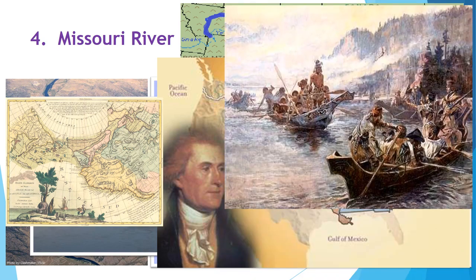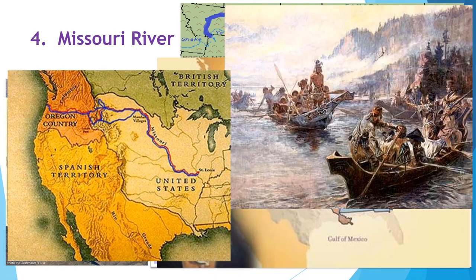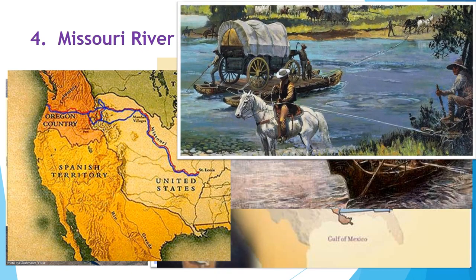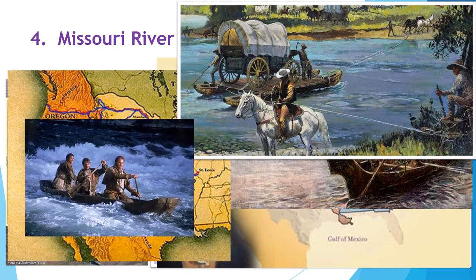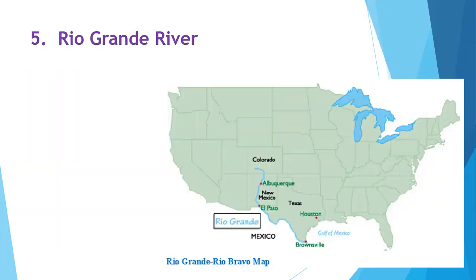However, when Lewis and Clark traveled up the Missouri River, they dispelled this myth. The Missouri was a long waterway west for many pioneers who came with their covered wagons to settle in the west. Draw two explorers canoeing down the river next to this note.